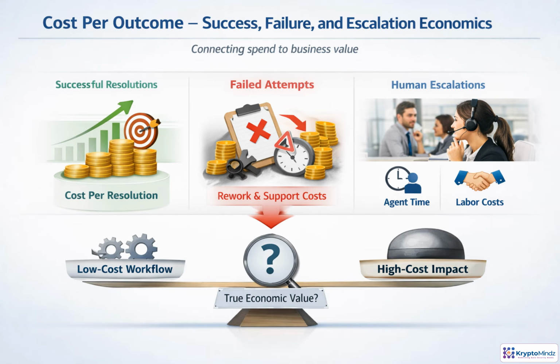Cost per outcome is where efficiency meets reality. A workflow may look inexpensive per run, but the real question is cost per successful resolution: total workflow cost divided by successful outcomes. Failed attempts still spend money and often create rework, support tickets, or customer frustration. Escalations add another layer: the automation effort before handoff, plus the human labor needed to finish the case. Compare success, failure, and escalation together. That shows whether a low-cost workflow is truly economical or simply shifting costs downstream.